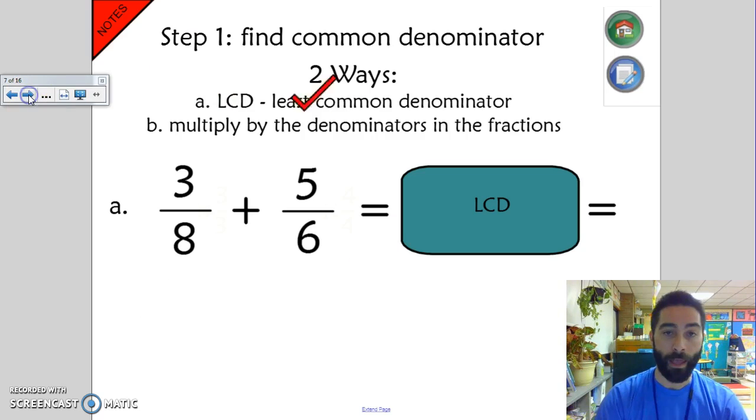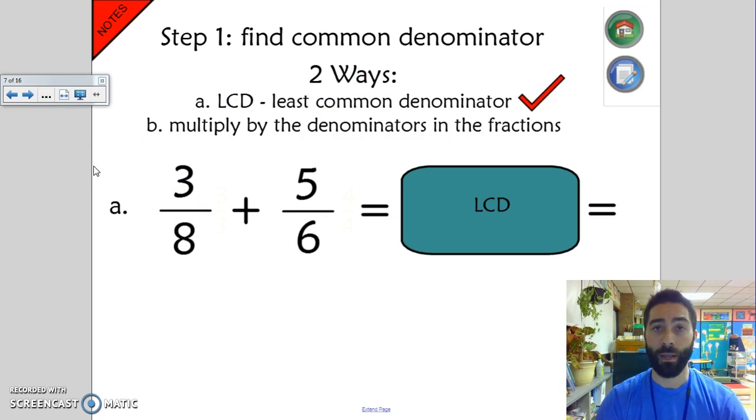So understanding that, coming to step 1, now you're going to start taking these notes. As you can see, the first step is find a common denominator. We're going to focus in on the LCD first.